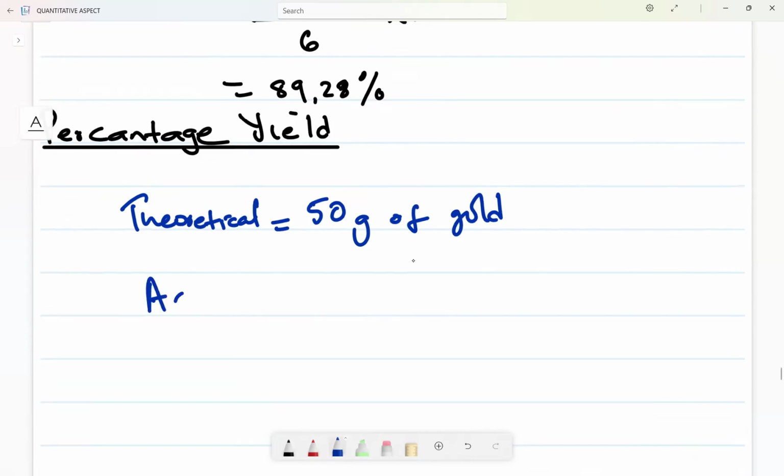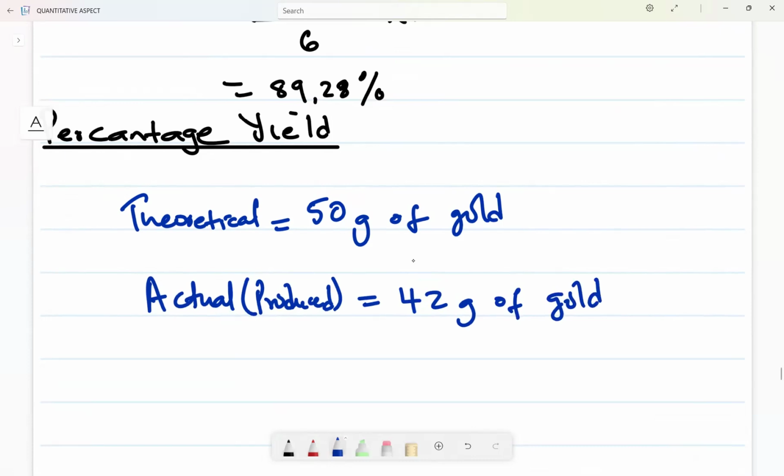But when you go there and do the practical, there is the actual one, which is what is produced. The actual is the one that is actually produced, or the one that you actually get from the mine. When you go to the mine, you maybe get something like 42 grams of gold. So how do we calculate the percentage yield?